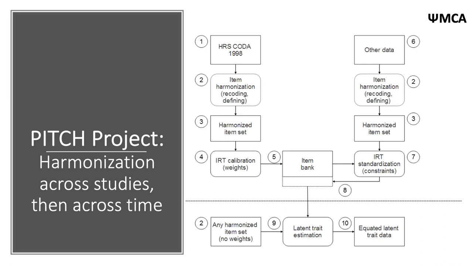We stored all of these parameters in an item bank. And then up at the top right here, we have other data. Other data can include other waves of the HRS. Other data can include other studies within the international sister studies. And we go through similar procedures, and we're building this item bank. And ultimately, we estimate our latent trait, and we have our equated latent trait data. And so those are the procedures that were implemented in the PITCH project.